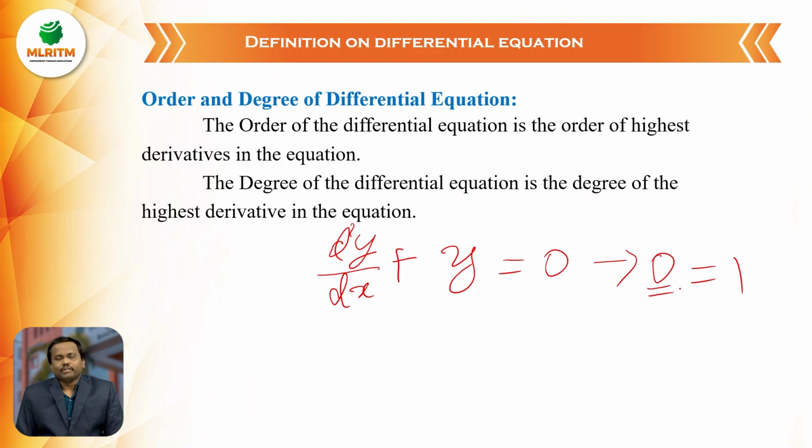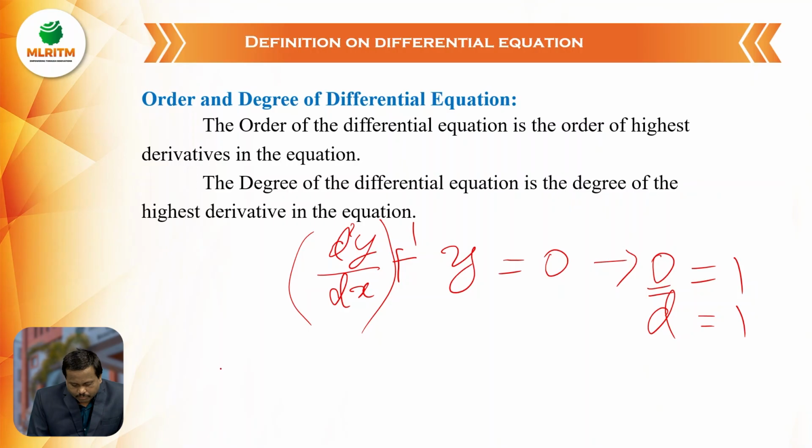Next parameter is the degree of a differential equation. Degree of a differential equation is the power of the highest order derivative. What is the power of this highest order derivative? The degree is also 1. So there are two important parameters to know: order and degree of a differential equation. Order is the highest order derivative present in the given differential equation, whereas the power of the highest order derivative is the degree of the differential equation.